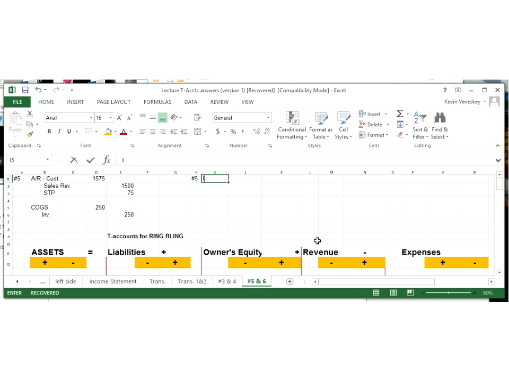So when the retailer gets the item, they're going to debit their own inventory account, and they're going to debit the full price that they are charged, $15.75. And they're going to ask the question, how did I get the inventory? And they'll say they got it on account, and they owe Ring Bling $15.75.